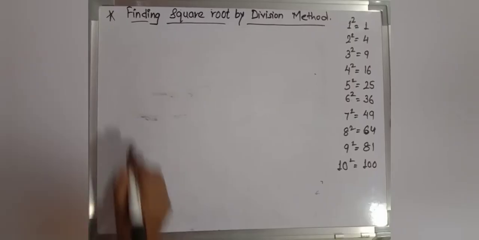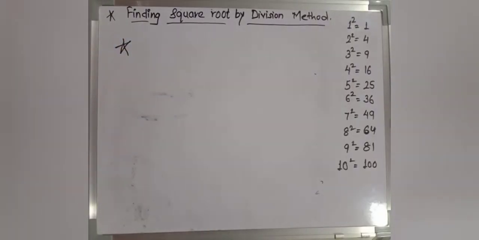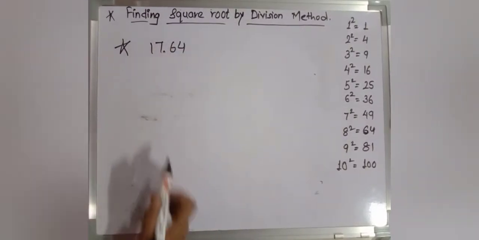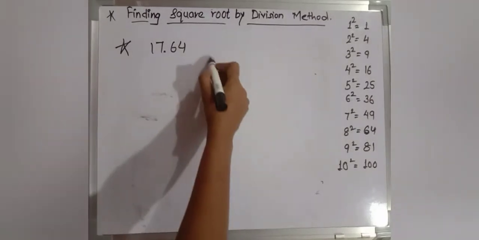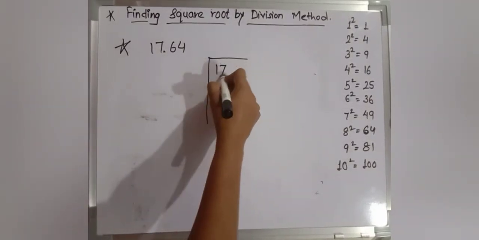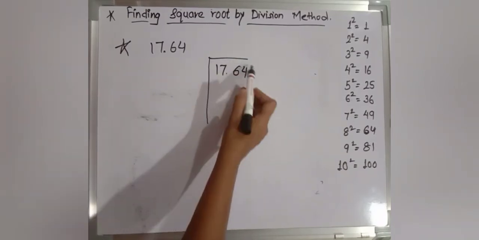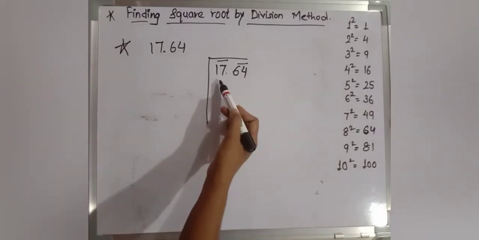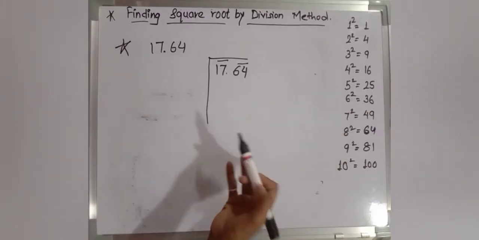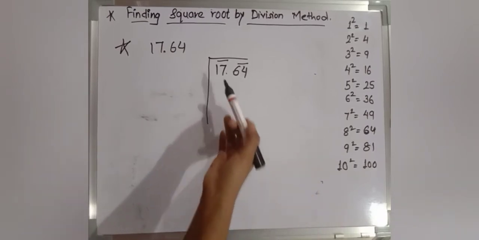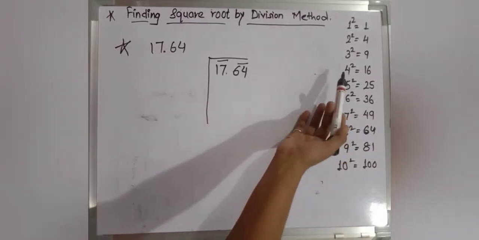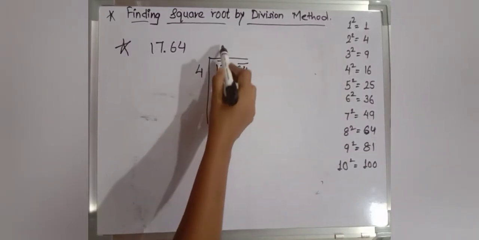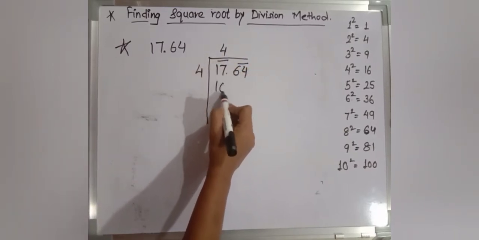Let's take an example of a decimal number and find the square root of that number. Suppose the number is 17.64. Let us do it with the long division method. Again, 17.64, make the pairs of the numbers. Find the number which is equal to 17 or less than 17. So the number whose square is less than or equal to 17 lies between 4 square and 5 square. So we will take 4 square here. 4 into 4 is 16.